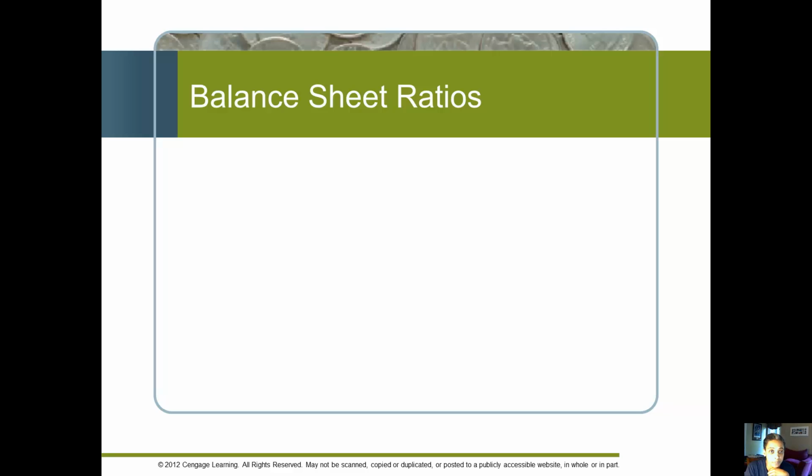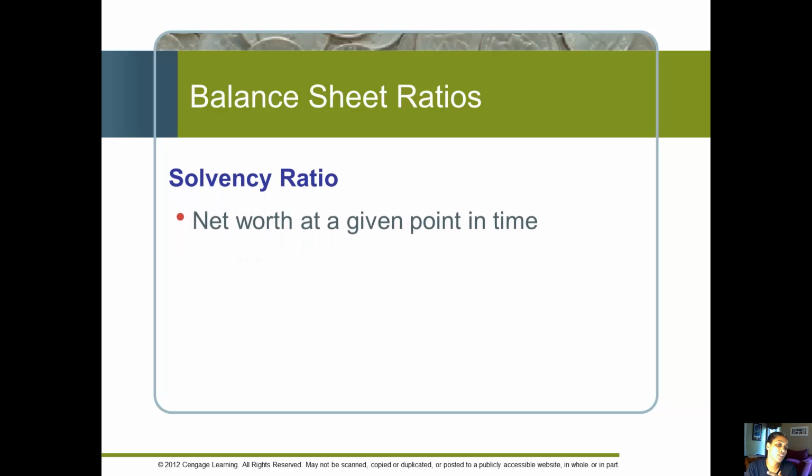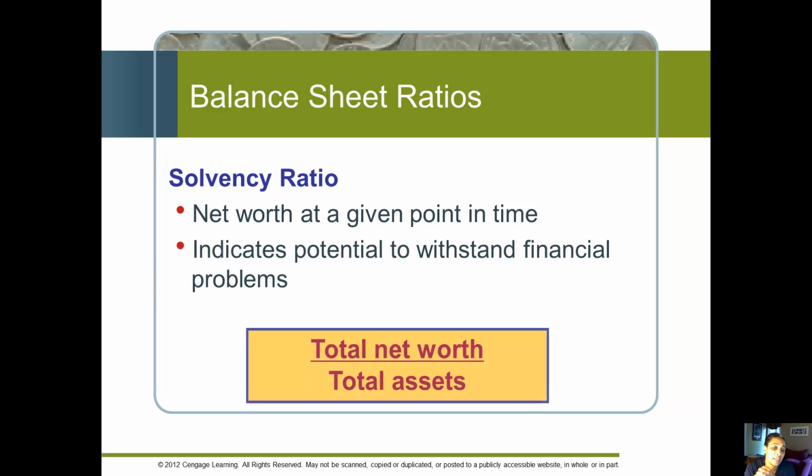So on the balance sheet, the type of ratios that we will create or analyze first are the solvency ratio. So what this does is it takes net worth at a given point in time and relates it to total assets. So it indicates the potential that we have to withstand financial problems.